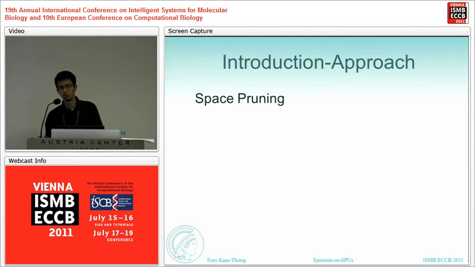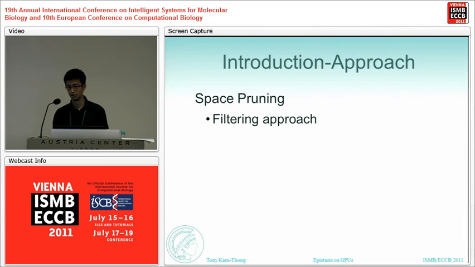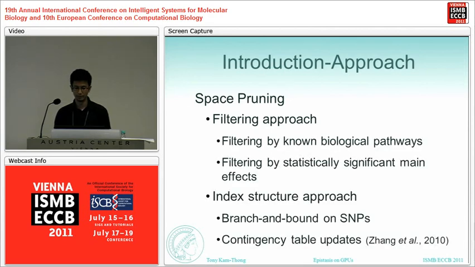There are two main classes of approach on how to tackle this problem. Essentially, one would limit the look to a subset of these larger combinations, and that's dubbed space pruning. Space pruning can be further broken down into filtering approaches, either by known biological pathways or by statistically significant main effects. So referring to the previous model, we're looking at main effects like SNP A and SNP B being significant, at which point it passes a threshold and goes to another subset where they do the interactions amongst themselves.